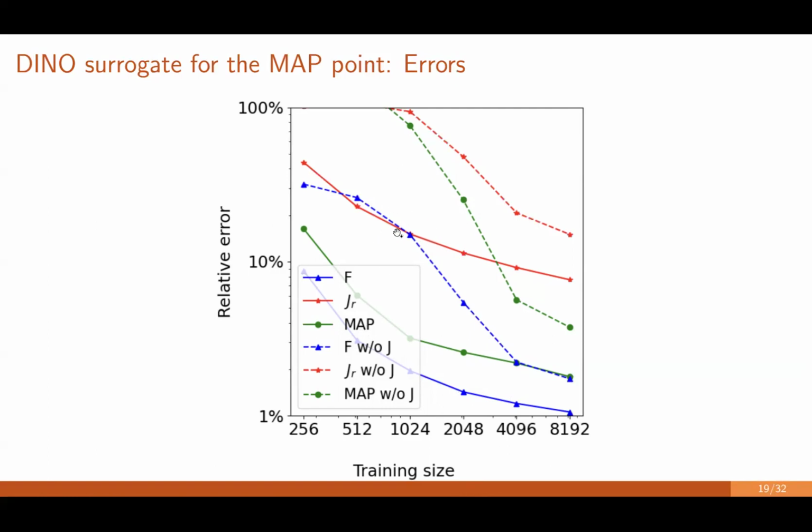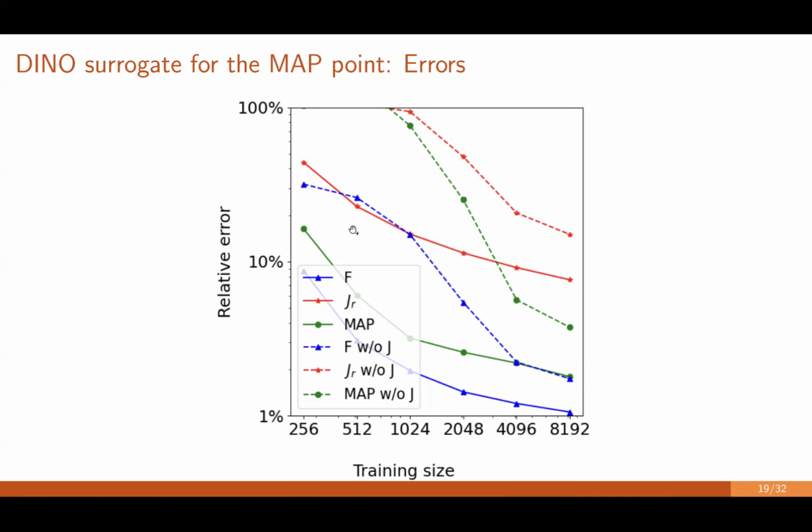If we do not use the derivative information, here is a dashed blue line. As you can see, especially for a relatively small number of data, the error is pretty big, right? So this is for the observable map, and this is for the Jacobian. Here in the solid line, the Jacobian error also decays with respect to the number of samples. And the dashed line stands for if you do not train it, then the error is pretty big actually.